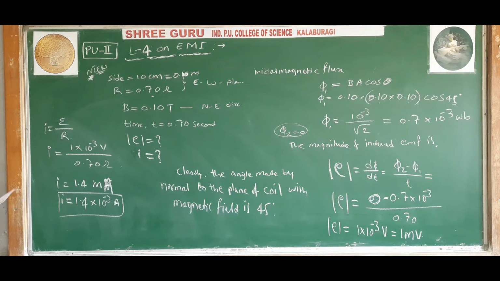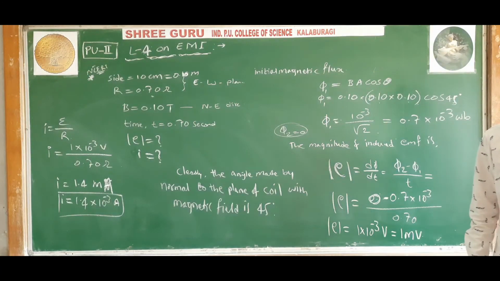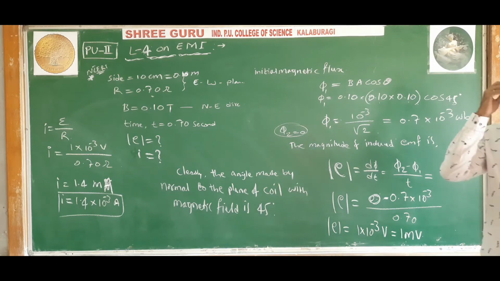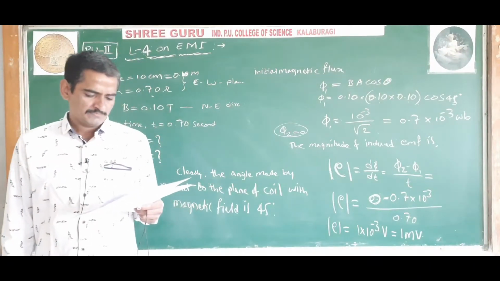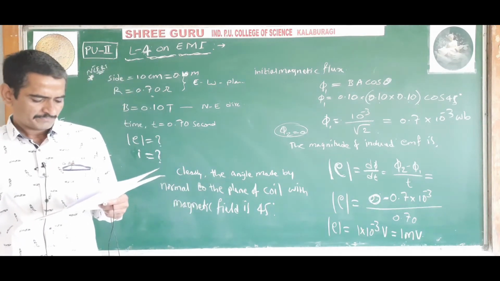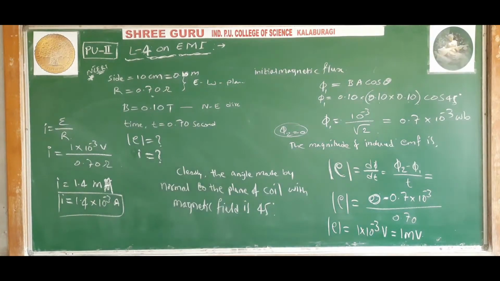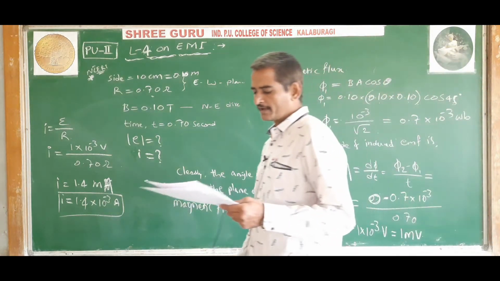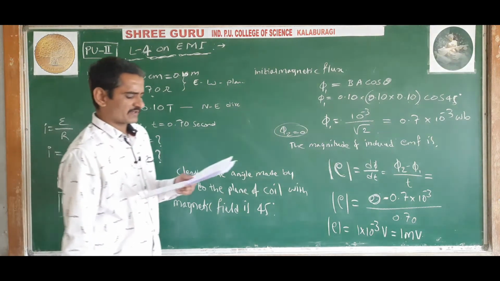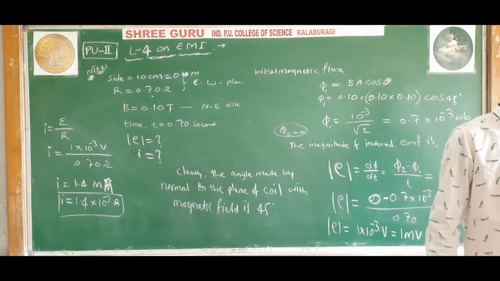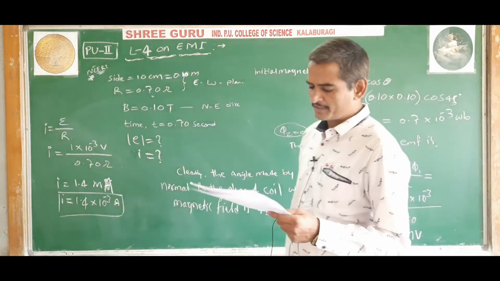A circular coil of radius 10 centimeter, 500 turns, and resistance 2 ohm is placed with its plane perpendicular to the horizontal component of the Earth's magnetic field.